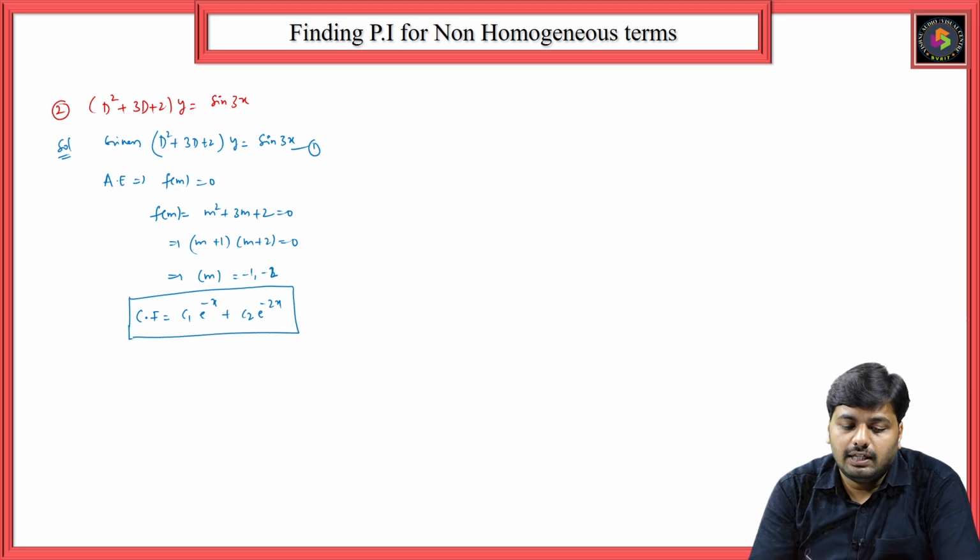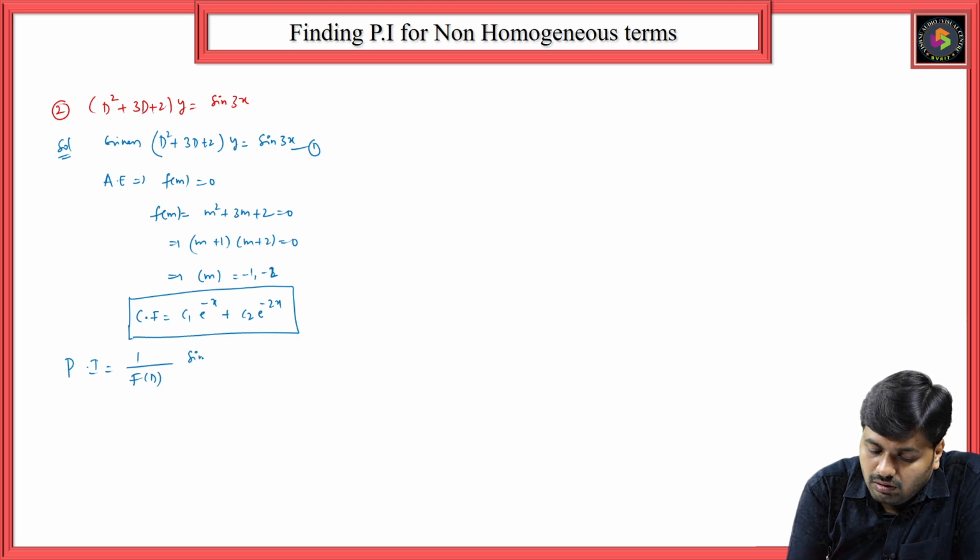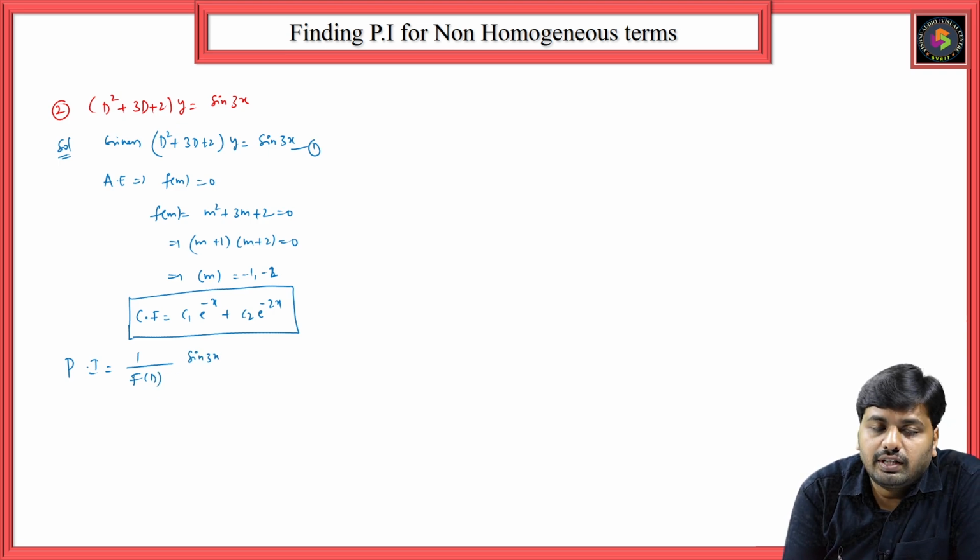Now we'll write the particular integral. How are we going to find the particular integral for the not equal to 0 case? It is 1 by f(D). This is the procedure you have to follow. When finding the particular integral, don't write sin 3x by f(D). The format of writing the particular integral is 1 by f(D) of sin 3x.